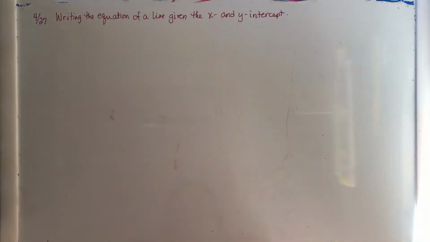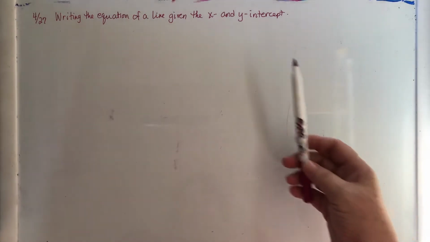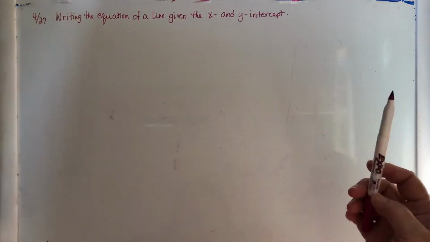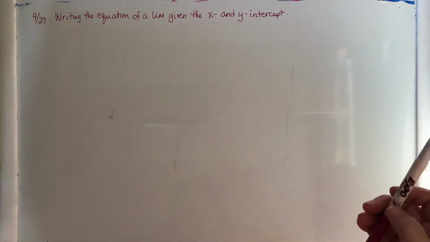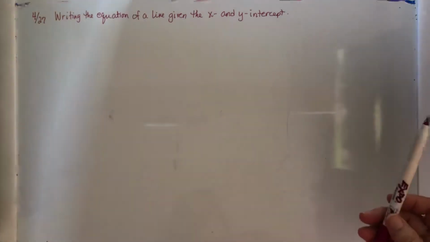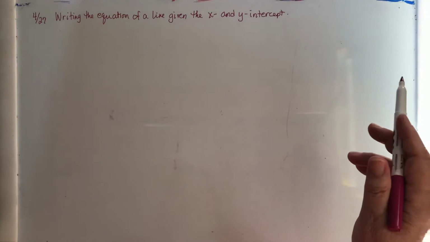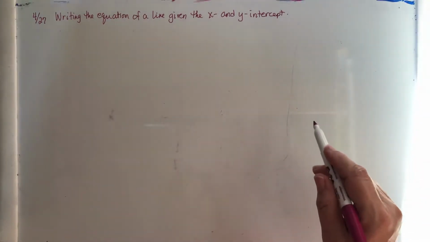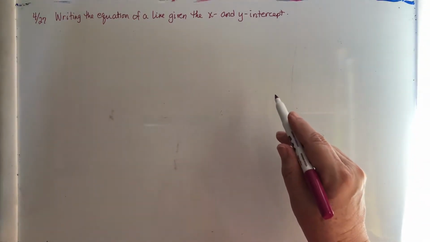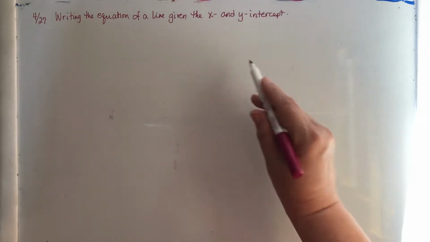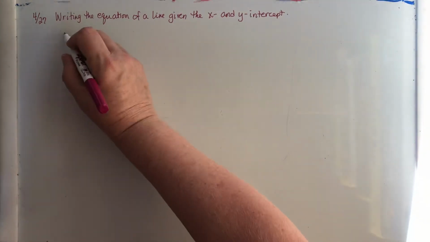Okay, so this is the last notes for writing the equation of a line. This time we're going to be given the x-intercept and the y-intercept. Those are the points where the line would cross the x-axis and the y-axis. And this is actually quite simple. It's probably one of the easiest types of problems that we've done with this. So to write the equation of the line given the x and y intercept, let's just go ahead and start with an example.